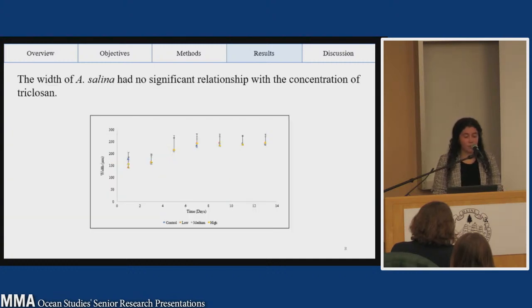Width, however, had no significant relationship with the concentration of triclosan, but there was a relationship over time. Each concentration had similar width measurements, and the width actually increased over time. This could potentially be an effect of hormesis.